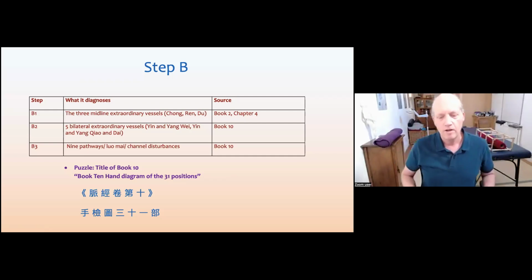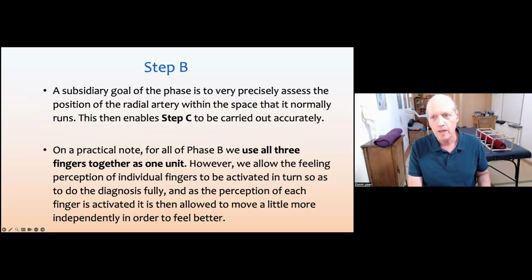Okay, so step B, I'll just go back to the past one. Yep, so the subsidiary goal is that it precisely helps you assess the position of the radial artery within the space that it normally runs. So that enables the next bit, step C, to be carried out accurately. So that is actually really useful, and that almost would be a reason to do this step B, even if you didn't get anything else from it.